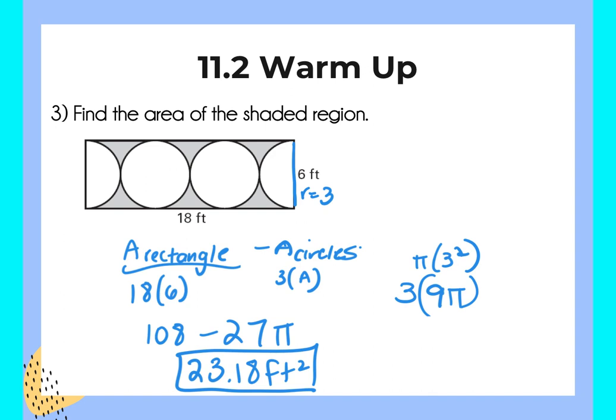28. 27 is the 3 times the pi. The pi is still part of 27 pi.